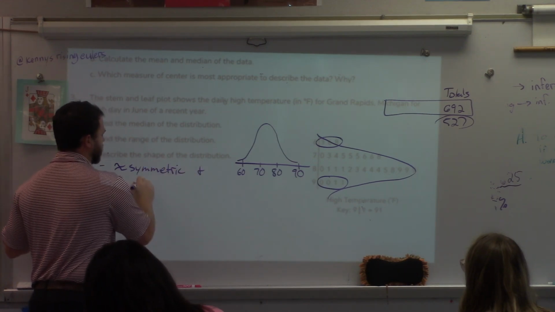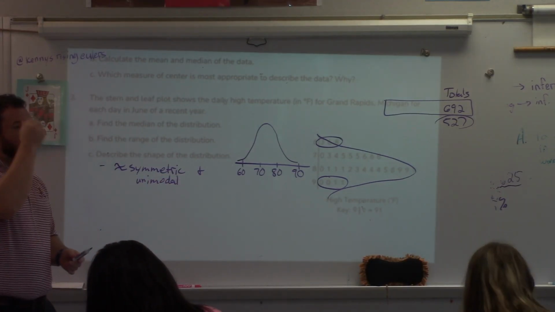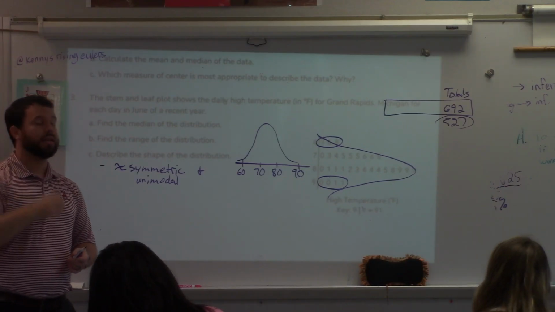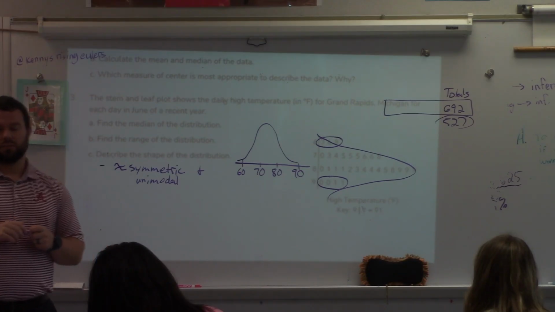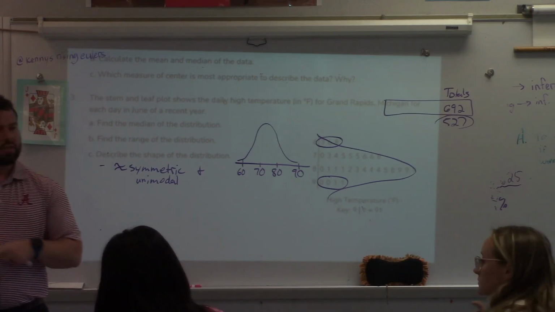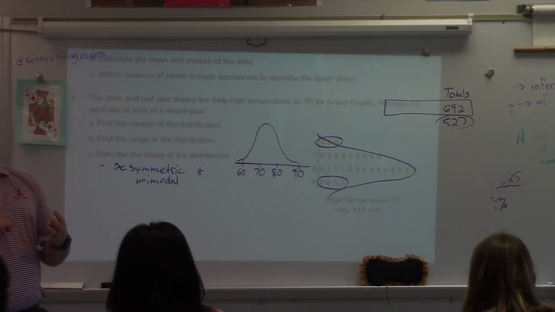And unimodal. Okay? Now, one thing I do want to remind you is when you are asked to analyze a quantitative distribution, what do you have to put in there? Context. In context. So you have to have center, unusual aspects, shape, and spread.